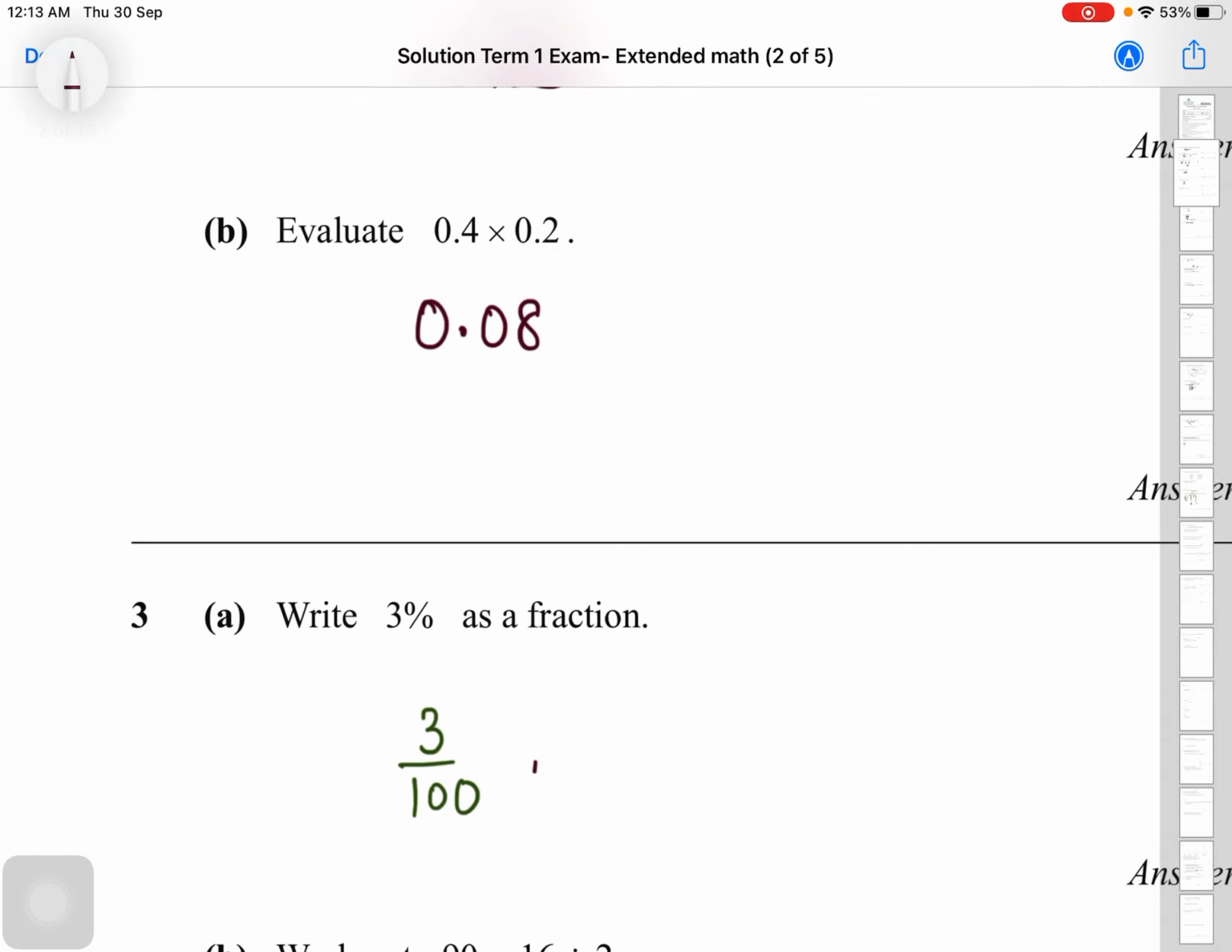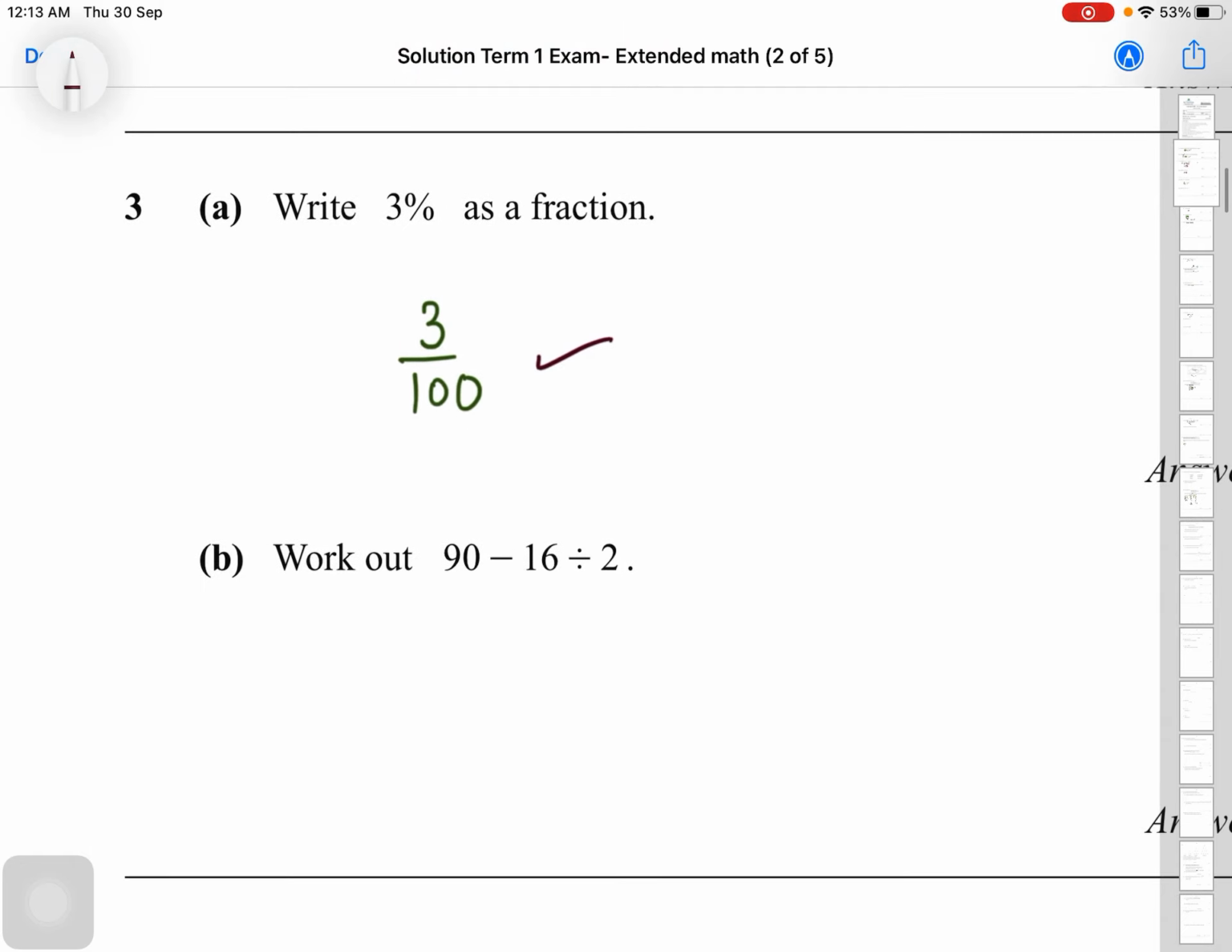Write 3% as a fraction. This is the answer. Work out 90 minus 16 by 2. That's 90 minus 8. 16 by 2 is 8. And the answer is 72.